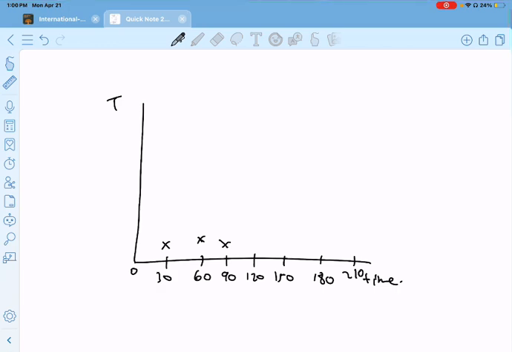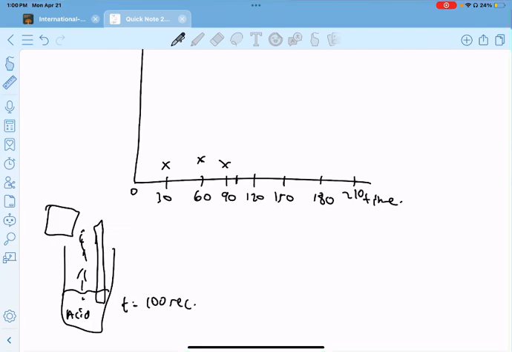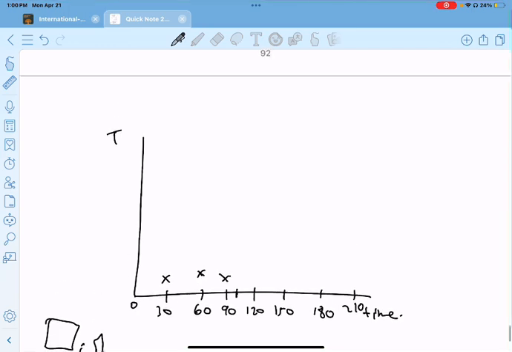Let's say this is an acid reaction with a metal, okay? And you have a thermometer there. Let's just draw this. You have an acid, you have a thermometer, and you add your metal inside, at time equals 100 seconds. That'll be over here, okay? But then we measure at 120 in intervals of 30 seconds. The temperature changes over here. And as you keep going, there's a decrease in temperature.